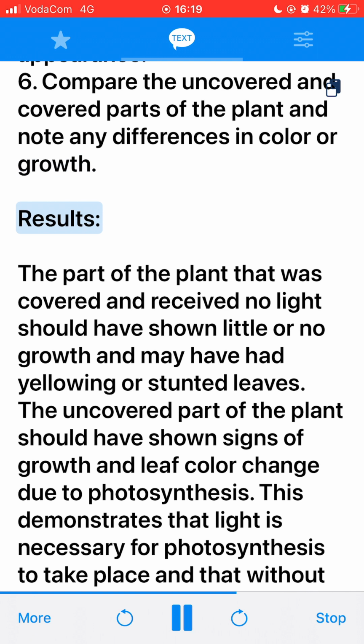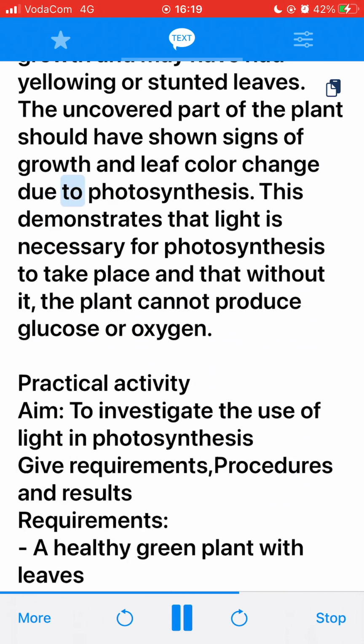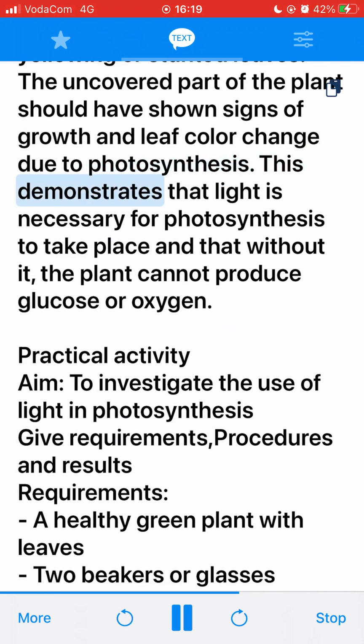Results. The part of the plant that was covered and received no light should have shown little or no growth and may have had yellowing or stunted leaves. The uncovered part of the plant should have shown signs of growth and leaf color change due to photosynthesis. This demonstrates that light is necessary for photosynthesis to take place and that without it, the plant cannot produce glucose or oxygen.